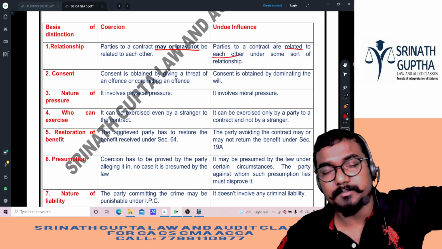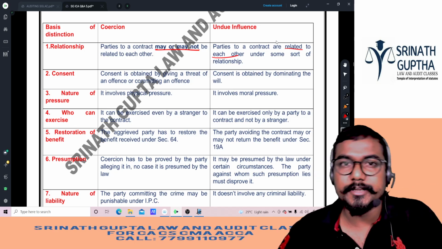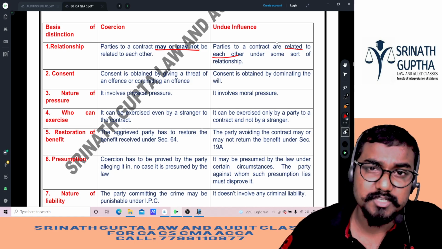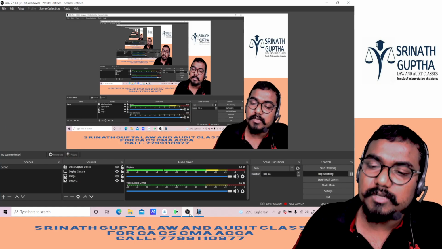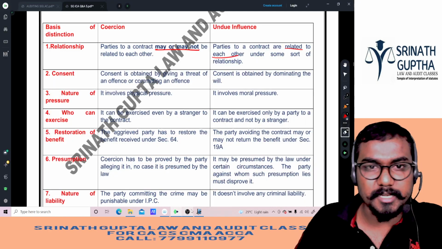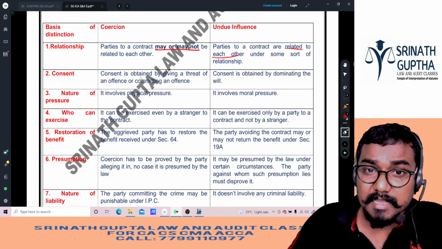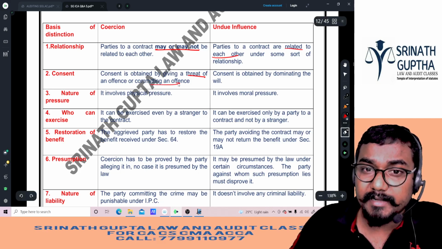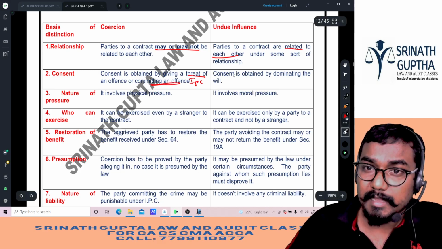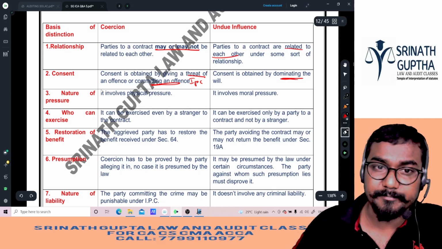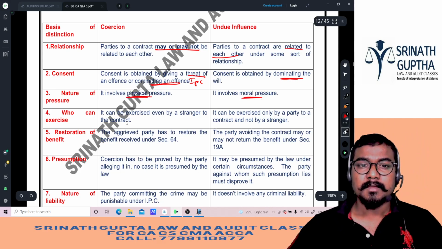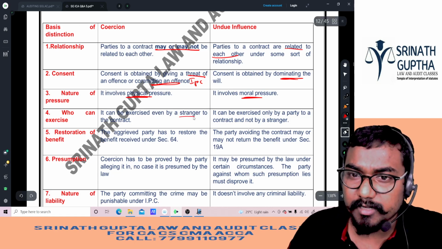Suddenly I kept a gun against some stranger on the main road. Can I? Yes, that is coercion. But to influence and de-influence, there must be a relationship: father and student, father and son, some relationship between the parties. Consent is obtained by giving a threat of offense punishable under the Indian Penal Code. Consent is obtained by dominating will. Here physical pressure is there. Here moral, mental pressure is there. Coercion can be effective even on a stranger.